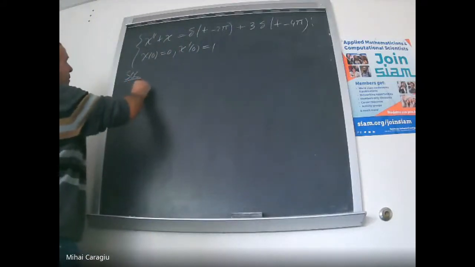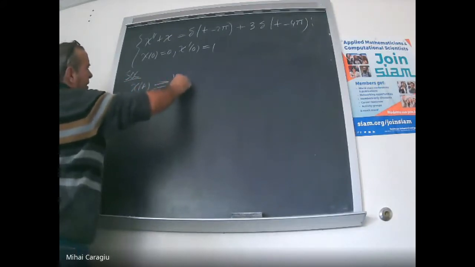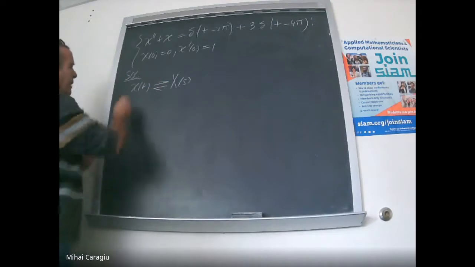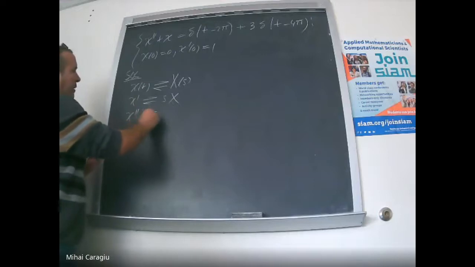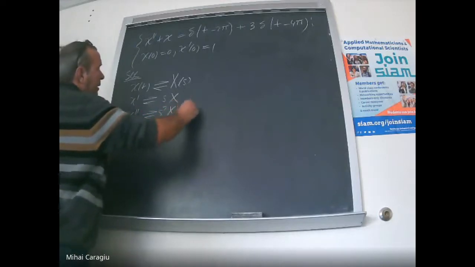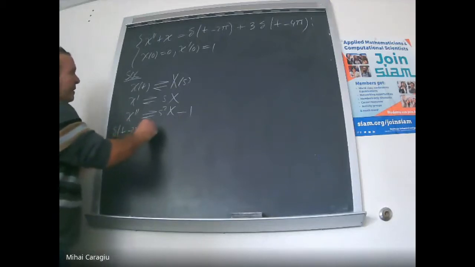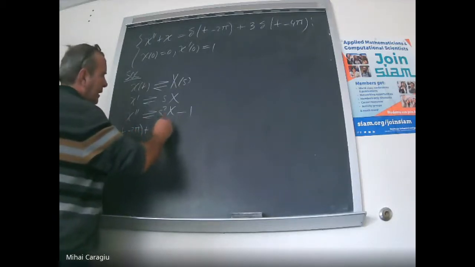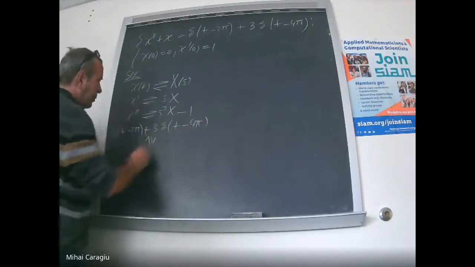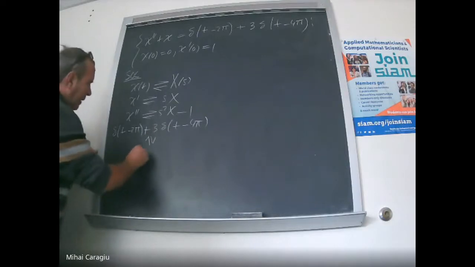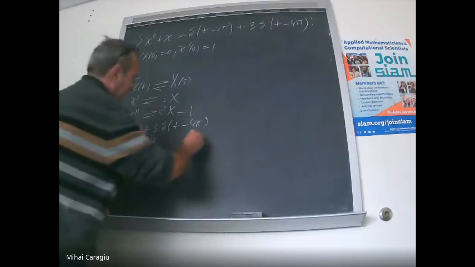Okay, so x of t transforms into big X of s. So we declare our intent of using a Laplace transform. X prime transforms into sX, x second transforms into s squared X minus 1. And then the forcing term, delta of t minus 2 pi plus 3 delta of t minus 4 pi, transforms into e to the power minus 2 pi s plus 3 e to the minus 4 pi s.